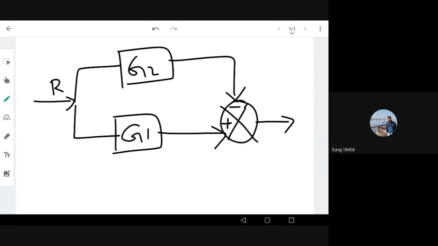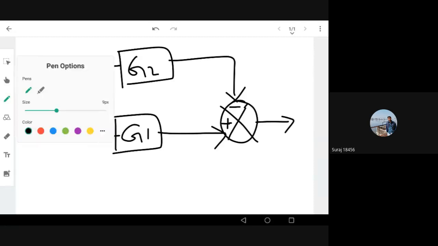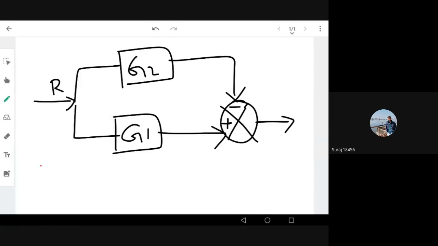You can see both are in parallel. You can see these two blocks G1 and G2 are in parallel. Okay, this is in parallel. So what will be the output? Output y is input into G1. G1 is an addition, you can see this addition here. So G1 addition, and this is a minus. G2 is minus G2. So this is my output, right?